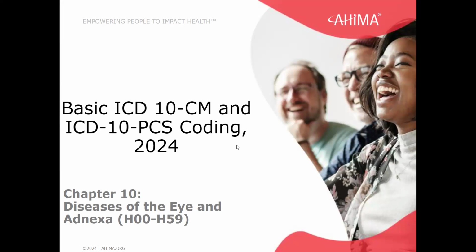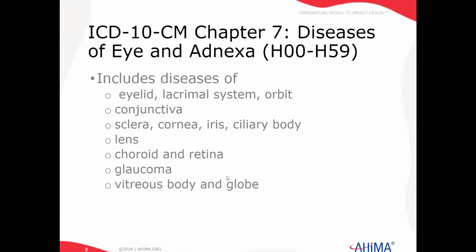Hello, we're back, and we're going to be talking about Chapter 10, covering diseases of the eye. All of these codes begin with the letter H and run from H00 through H59. These include diseases of the eyelid, the lacrimal system, the orbit, the conjunctiva, the sclera, the cornea, iris, ciliary body, choroid, retina, lens, and basically anything involving the eye.